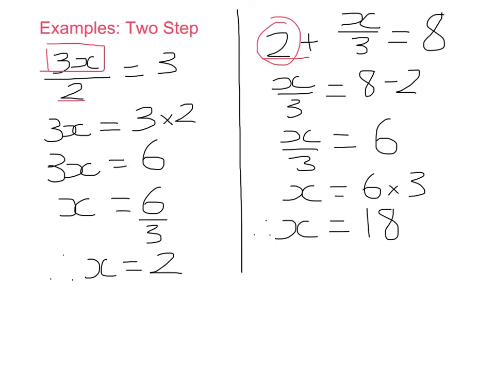And that's it, guys. That is equations involving one step with negative integers, and 2 steps. Should be pretty straightforward now.